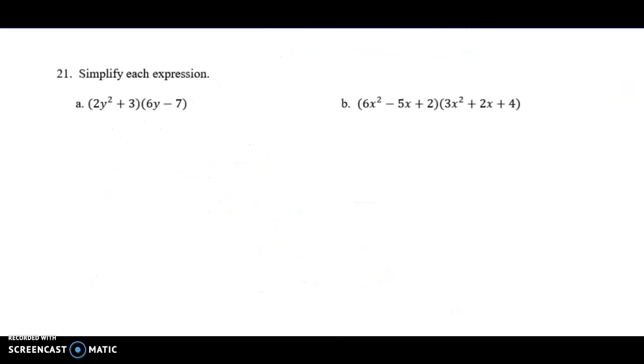Nearly there. Last bit, simplifying each expression. You should see, by the fact that we have parentheses and nothing between them, that these are being multiplied. You are either using the distributive property or the box method.